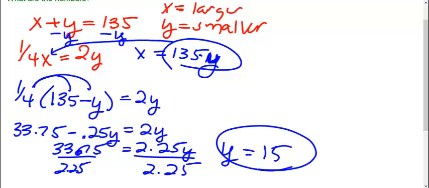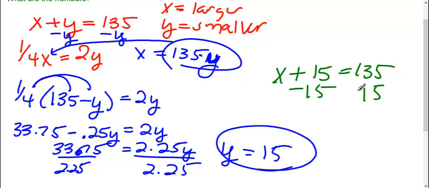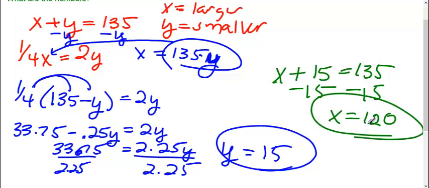Okay, now that I know that y equals 15, I can use either equation to help me solve for my larger number. So I'm just going to use the first equation. We have x, I don't know which is my larger number, plus y, my smaller number of 15, equals 135. Therefore, I subtract 15 on both sides, and I get x equals 120. So my larger number is 120, my smaller number is 15.